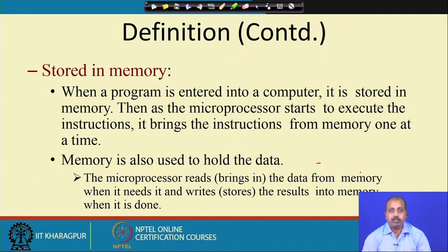In the course of its execution, the microprocessor may find that it needs to read some data from memory. For example, the instruction that it is executing may be adding the content of two memory locations and storing the result in a third memory location. For executing this instruction, the processor will need to get the contents of the two memory locations from where the data should be taken. They are to be added, and finally the value should be stored in the destination memory location. That way memory also works as the place where you store the data.